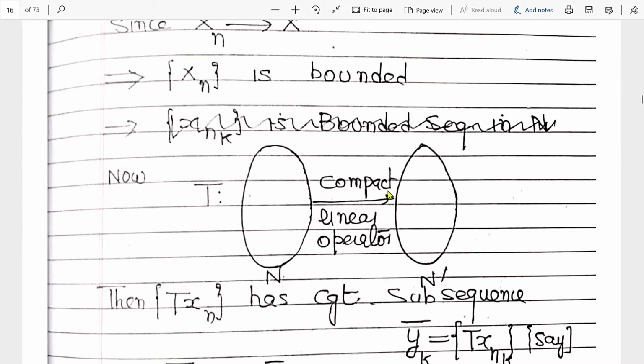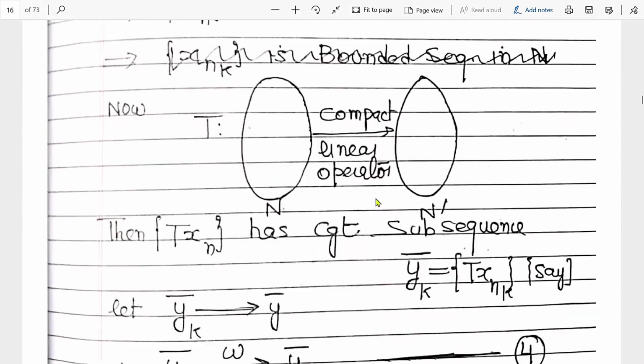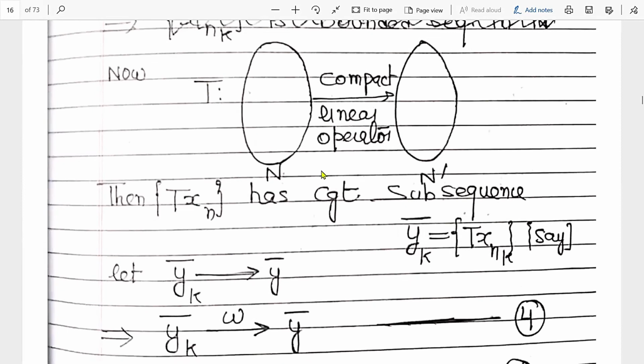That is the definition of a compact linear operator. Now, since xn is a bounded sequence in N, its image has a convergent subsequence in N dash. That is the definition of a compact linear operator, right? So in this way, by using this definition, Txn has a convergent subsequence.